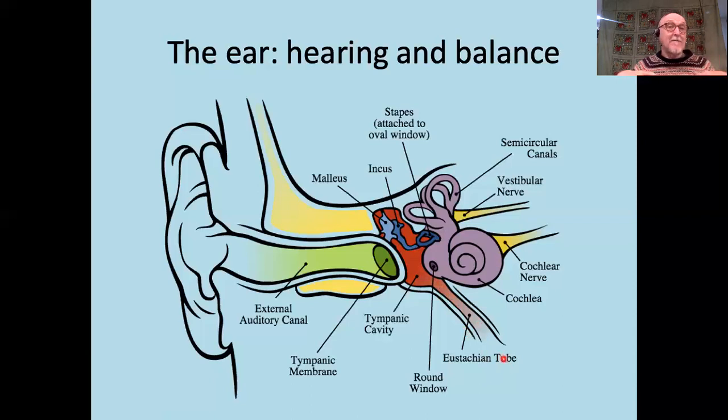Same if you're diving, you go scuba diving, whatever. As you dive down, the pressure increases. Same thing. You clear your ears to equalize the pressure. So that's the normal functioning. It's mostly just unconsciously we continually equalize our ears.